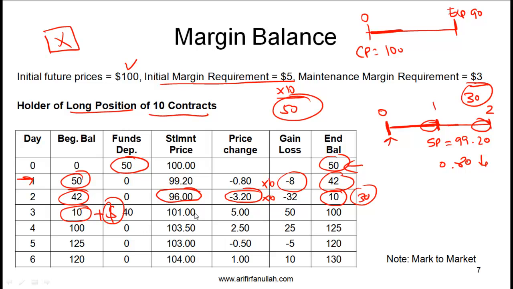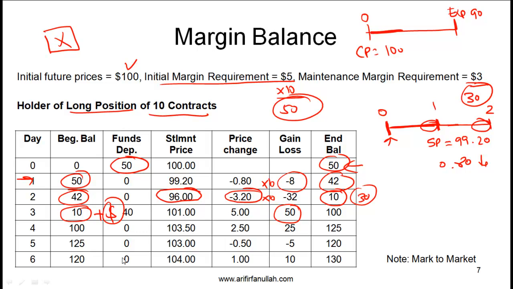Then at the end of day 3, the settlement price is 101. Finally, you have made some money. Now the price change here is 5. So what's happening here? From 96 we went up to 101. Price change per contract is 5. The gain on 10 contracts is 50. So your ending balance is 100.